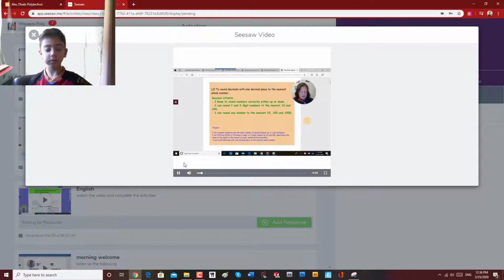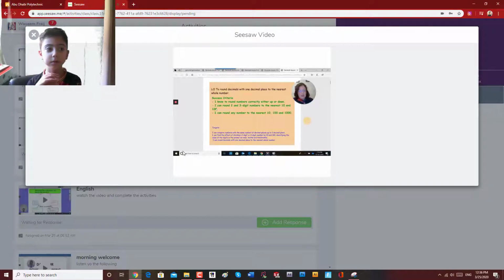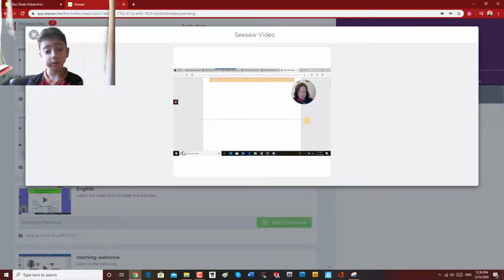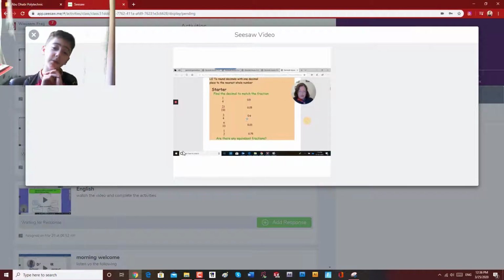So you need to know how to round numbers correctly, whether it means up or down, and be able to round 2 and 3 digit numbers to the nearest 10 and 100. That includes numbers that have decimals in them. And can you round to the nearest 10, 100, or even 1,000? So we're really challenging ourselves and making sure we really know this well. To me, they're not that challenging, Miss Dottie.